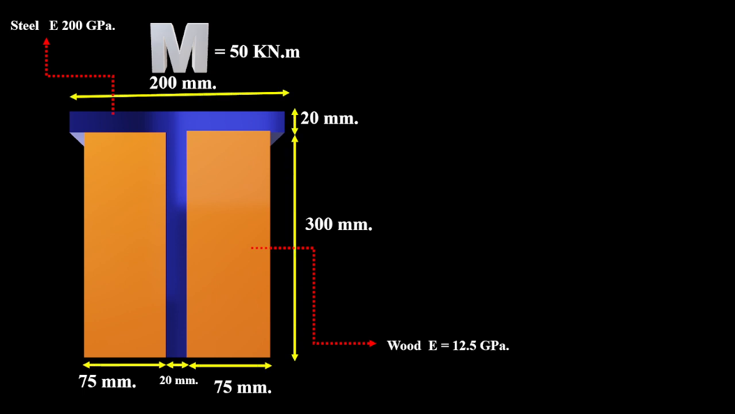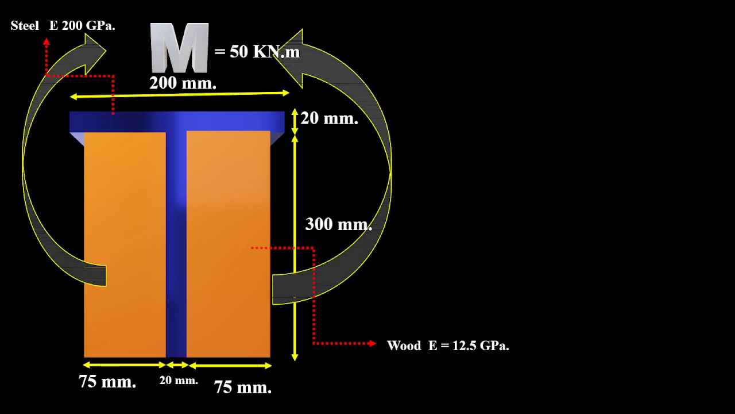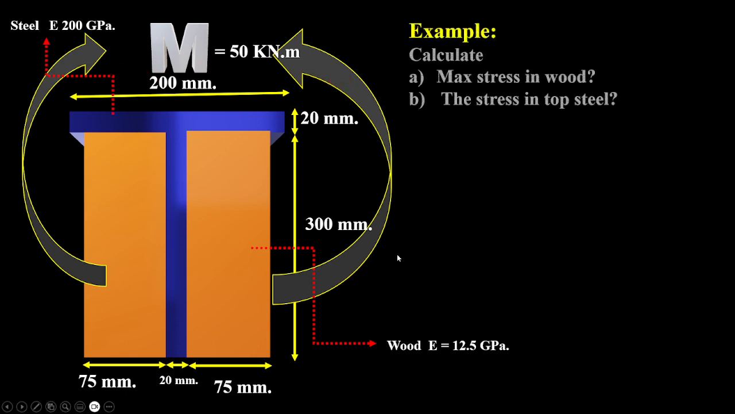We have the dimensions, and we know the moment is 50 kilonewton meters. We want to calculate the maximum stress in the wooden part and also the stress in the top steel part. The modulus of elasticity of steel is 200 gigapascal, and the modulus of elasticity of wood is 12.5 gigapascal.